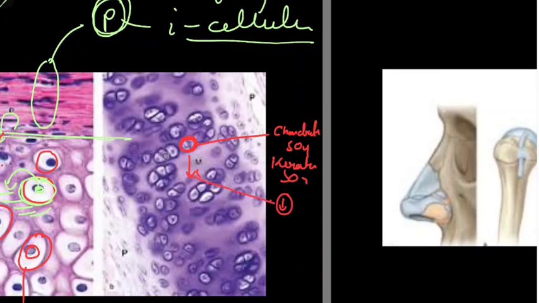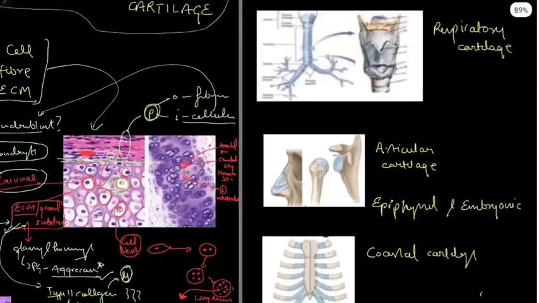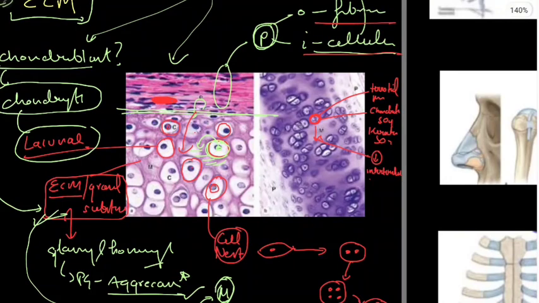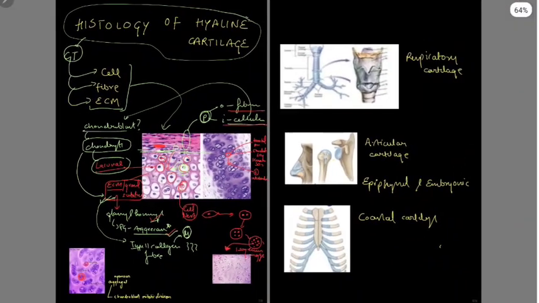So around the cell nest, the matrix is known as territorial matrix, and it is more basophilic. As we go away, it is interterritorial matrix, that is less basophilic. So we discussed the histology parts of the hyaline cartilage. Now let's go through it in brief again. We have perichondrium with an outer fibrous and inner cellular layer. We have the lacunae containing chondrocytes which synthesize the extracellular matrix, glassy and homogeneous, containing aggrecan and type 2 collagen fiber. We have cell nests, and we have territorial and interterritorial matrix. That's all we need to know about the histology of hyaline cartilage.